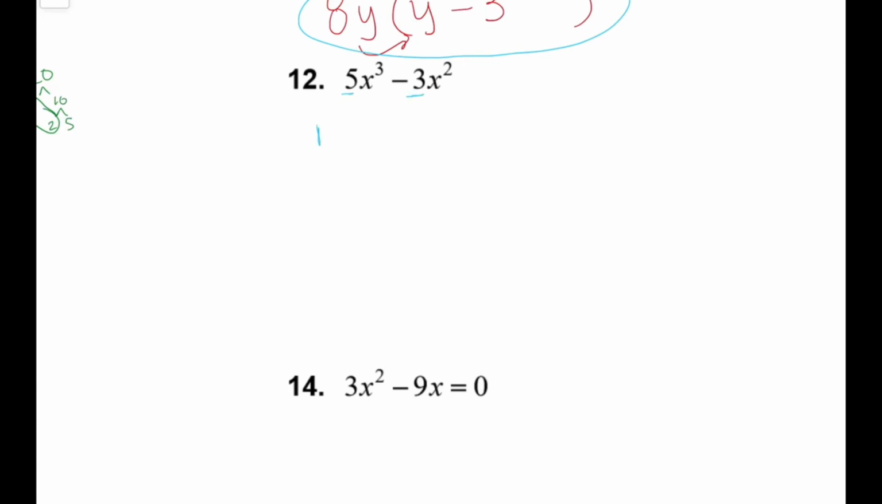On number 12, I have 5x cubed minus 3x squared. Looking at 5 and 3, there's not really a number that goes into both 5 and 3, but 1 will go into any number. So if there's not a number that goes into both of them, just put a 1.